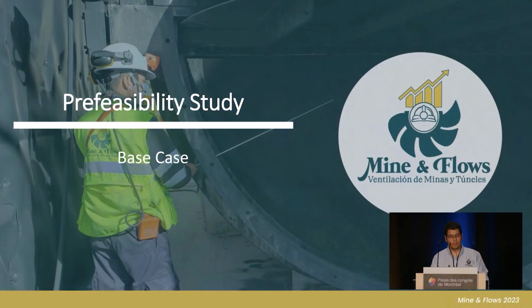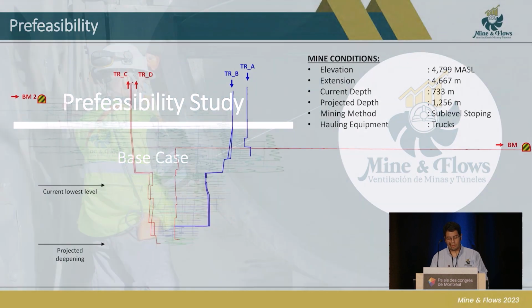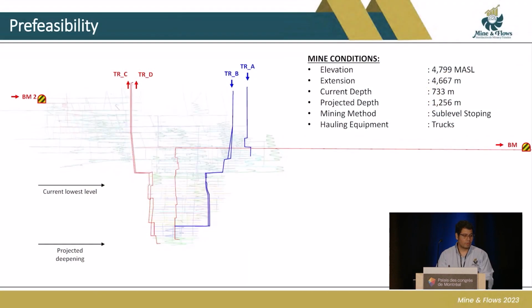Let's review the starting point of the study. The details of the base case are elevation with respect to sea level, current depth, and projected depth. To be able to find any opportunity for improvement, we must understand the initial proposed ventilation system first. From the initial view, I am sure that the specialists among the public may have already identified some deficiencies in the system. Let's discuss the details next.